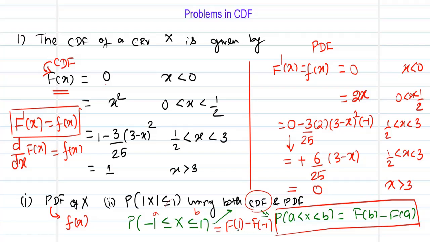Now let us identify where F of 1 lies. Here half less than x less than 3 is my range for 1, which means 1 lies in this interval. So what will be the value of F of 1? Wherever I have x, I will have to replace it with the quantity 1. So we will be left with 1 minus 3 by 25 times (3 minus 1) the whole square. So substitute.